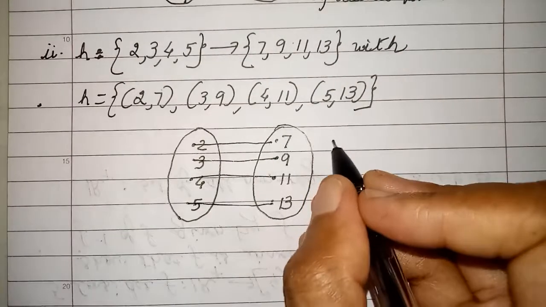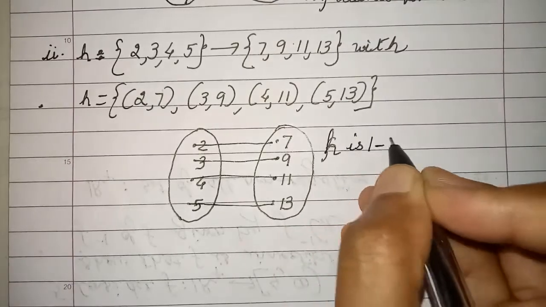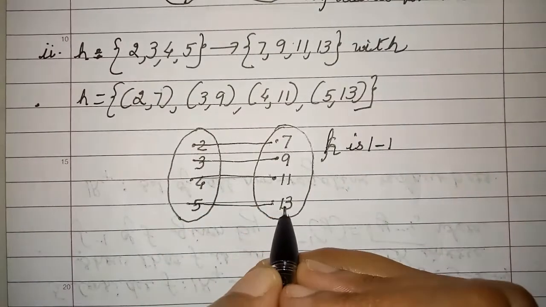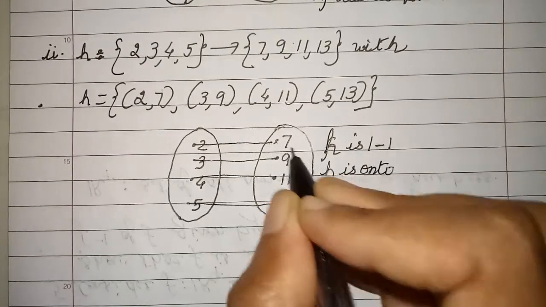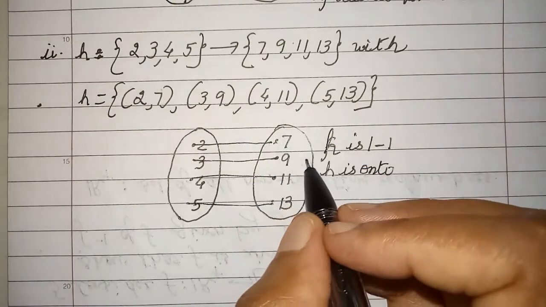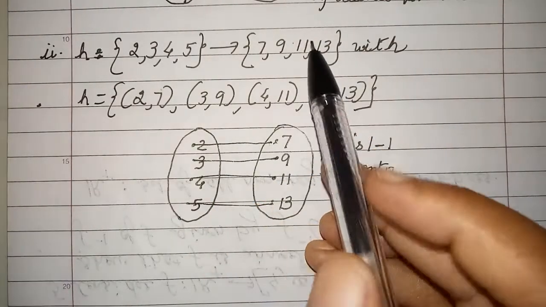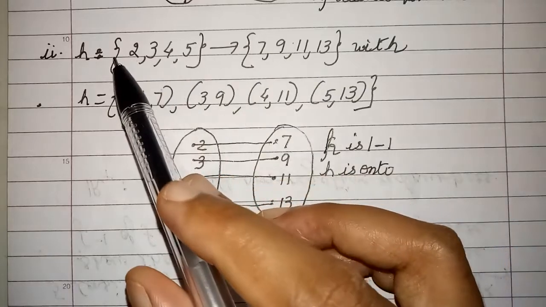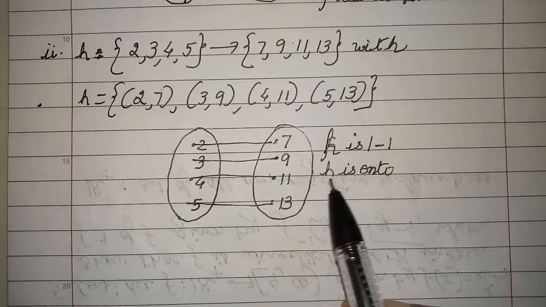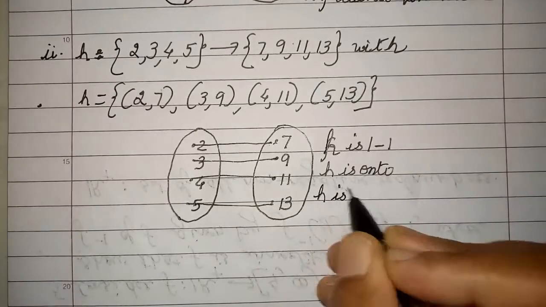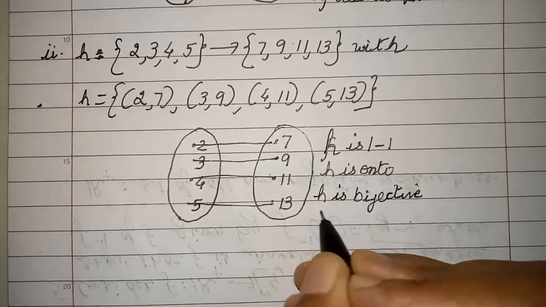So here you can see that your function h is one-one because every element has a unique image. Also you can see that h is onto because all the elements have pre-images, or I can say that the codomain of h is the same as its range. So h is one-one and onto, so h happens to be bijective, so h has an inverse.